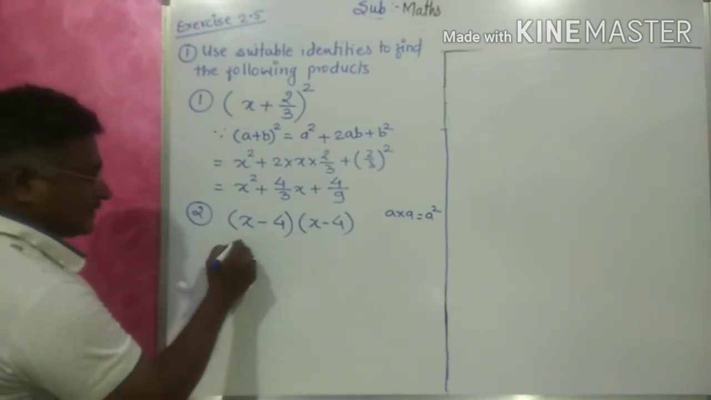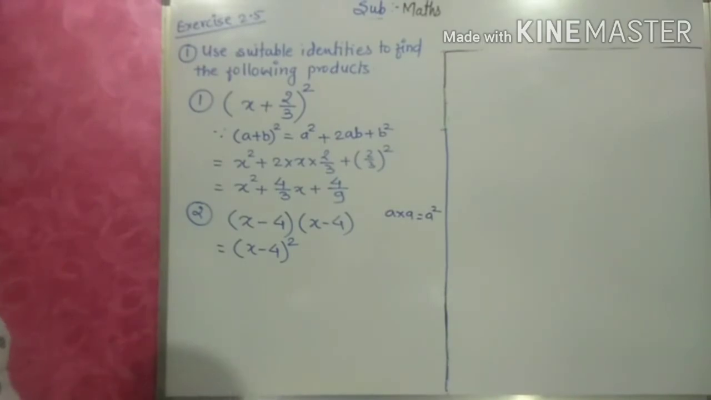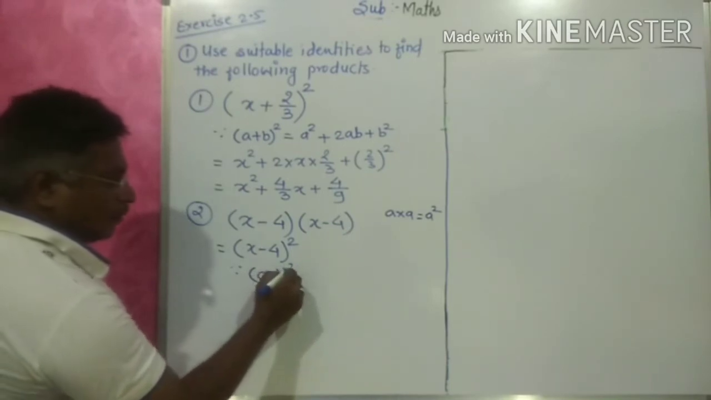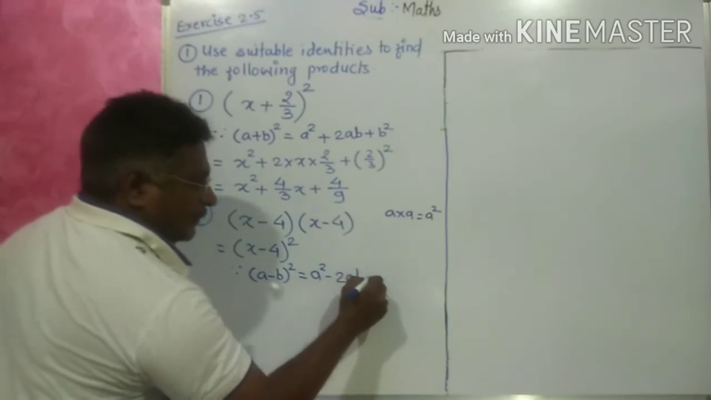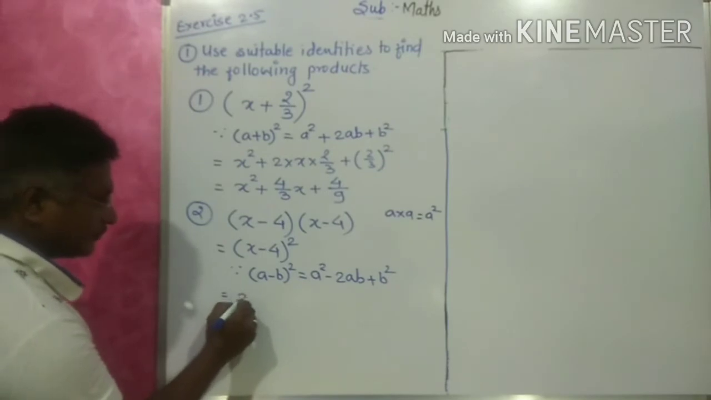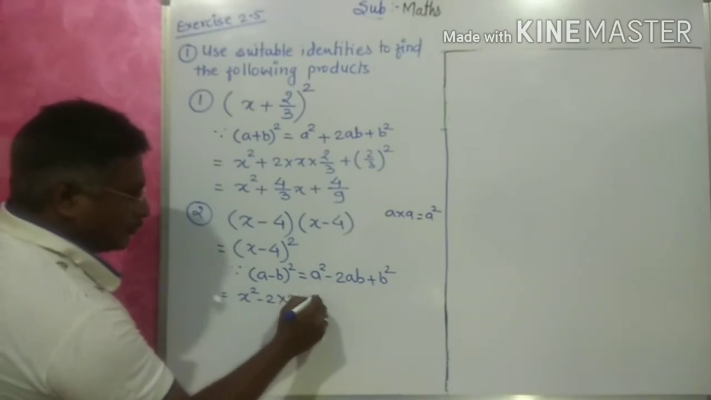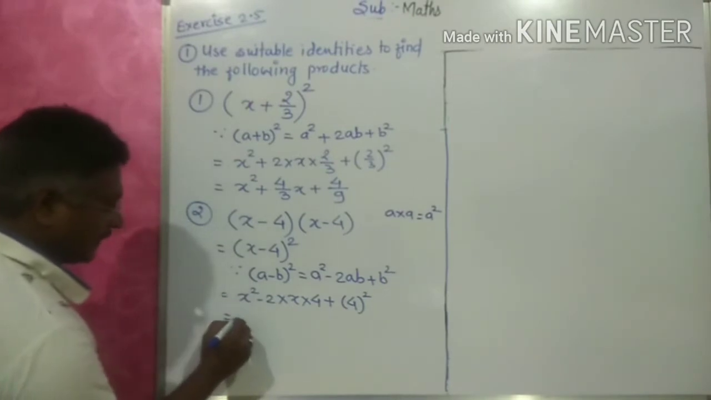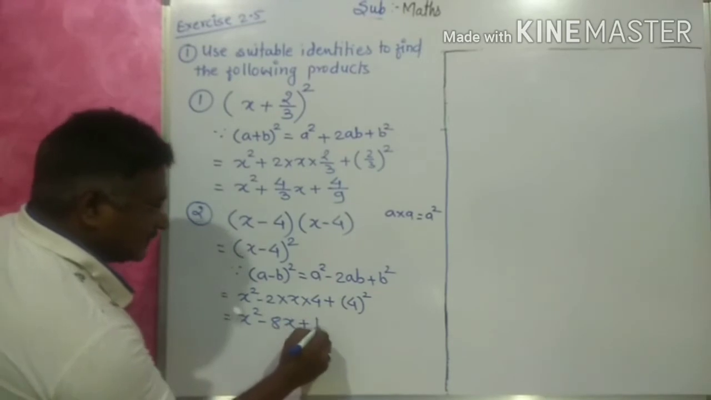So how will we write this? x minus 4 whole square. Understood? So what is the identity? (a minus b) whole square equals a square minus 2ab plus b square. So use the identity: x square minus 2 into x into 4 plus 4 square. So what will we get? x square minus 8x plus 16.